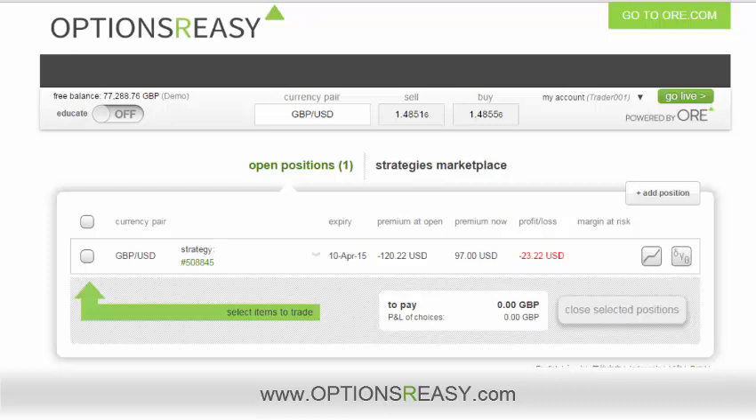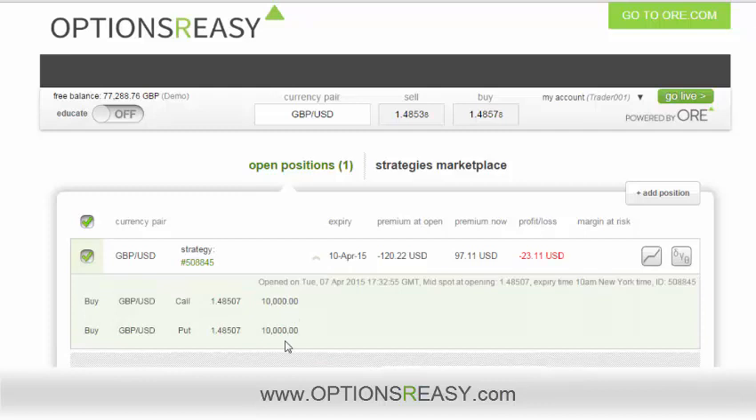Here we are in the open position screen. You can see the amount we paid for the option at around $120, the current value of the option at $97, and if the market moves up or down, the current value will increase. You can monitor your running profit or loss, and you can close the position at any time. To review the legs of the strategy, you click on the small arrow here, and to re-evaluate your position's payout at any time, you click on the scenario button here.